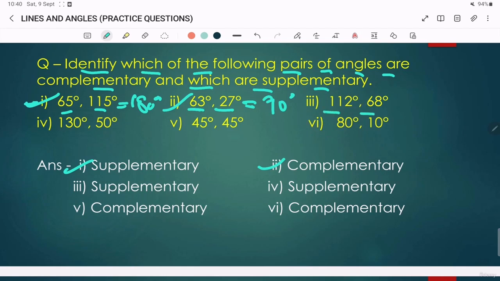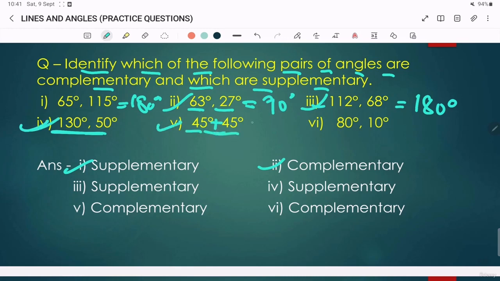Sum of these two will be 180 degrees. So these are supplementary angles. Sum of these will be 180 degrees. So these are supplementary angles. Sum of these will be 90 degrees. So these are complementary angles. Sum of these will be 90 degrees. Therefore, these are complementary angles.